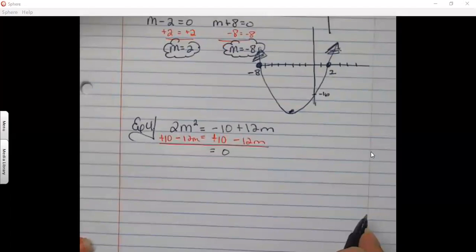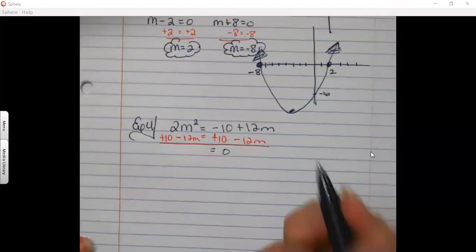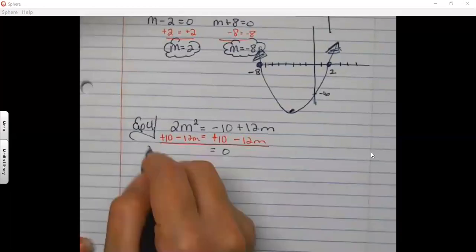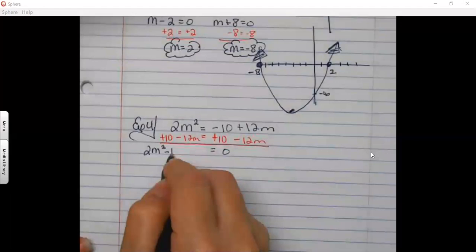No, but a lot of y'all are going to because that's the order that you have it written, but that's not standard form. What term should I write first? 2m squared and then what? Minus 12m and then plus 10. Excellent.